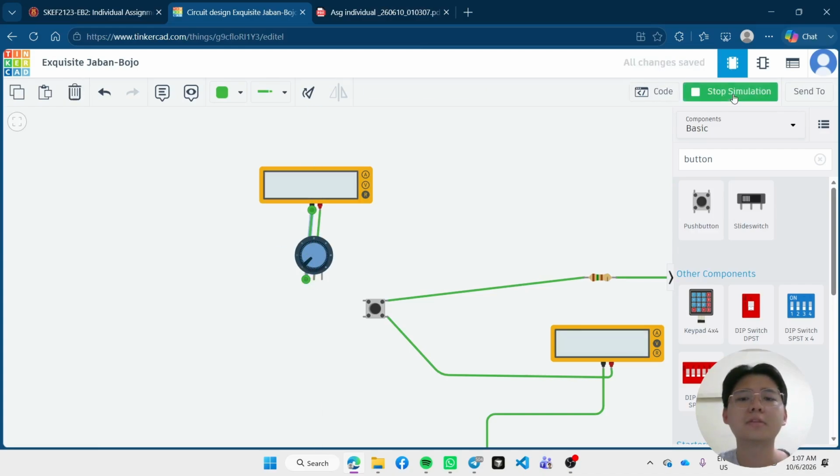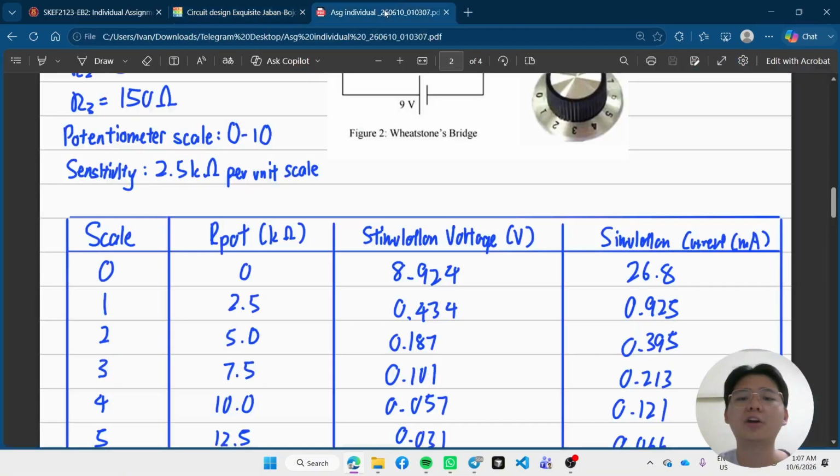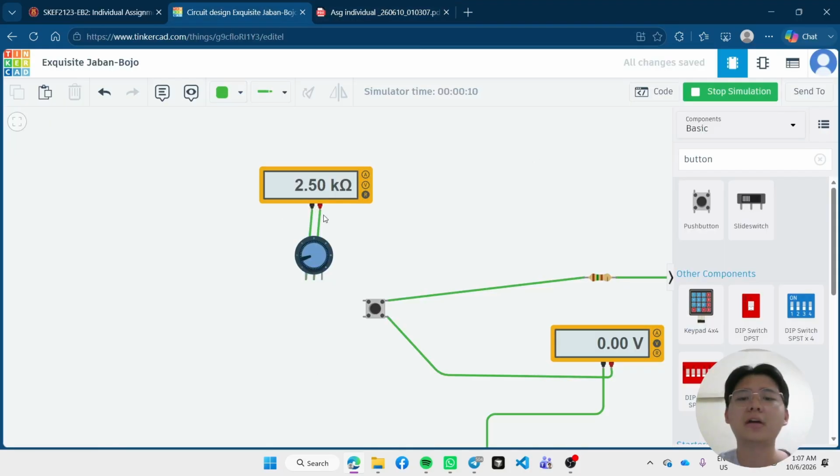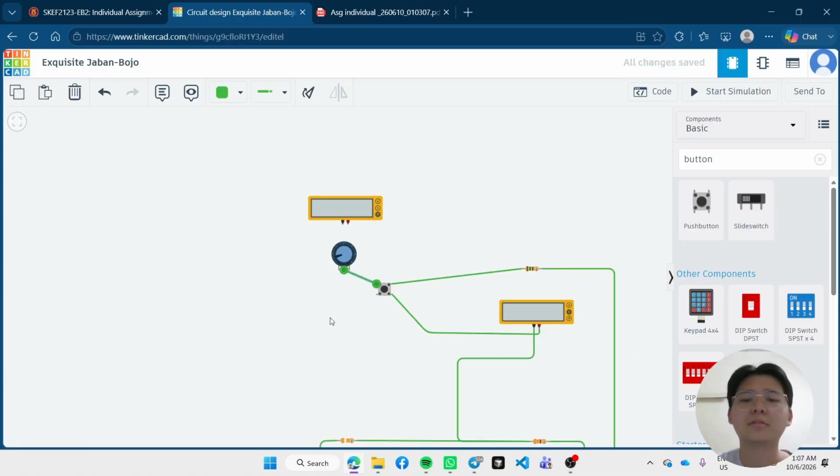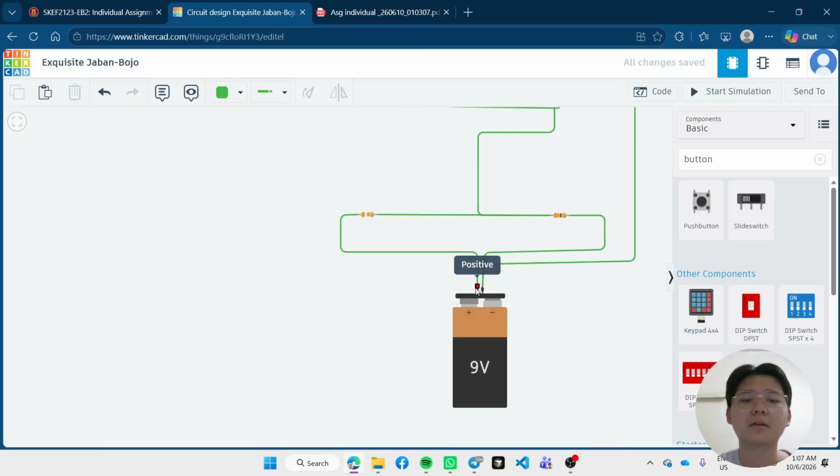Okay, let's start the simulation. I can see now it's 0 ohm, and I can just directly put it to the 2.5 kilo, which is scale 1. So once I do this, I can stop the simulation and connect the items back. So let me connect it back.